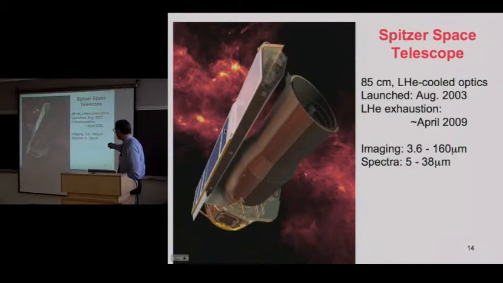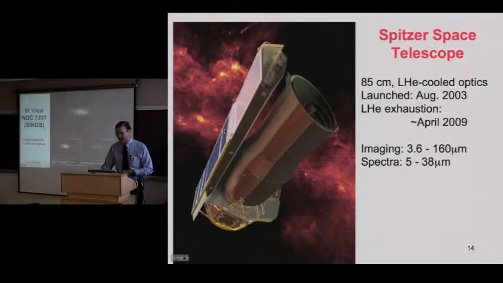So it can image at 7 bands from 3.6 to 160 microns, and it has a low-resolution or moderate-resolution spectrograph that works from 5 to 38 microns. Now, we'll show you examples of both photometry, the imaging with the different cameras, and the spectral results.